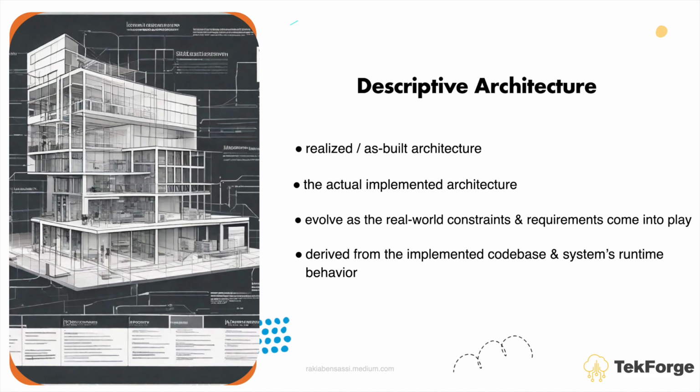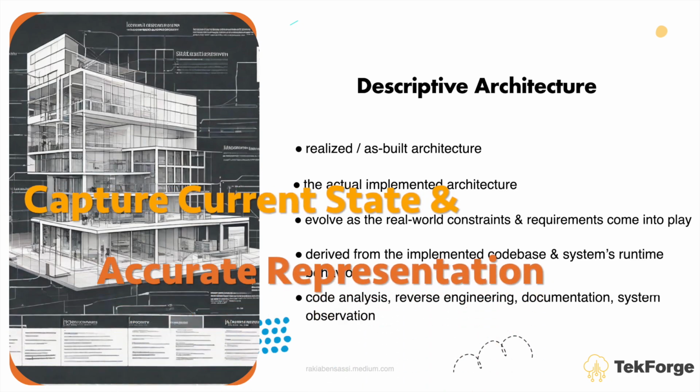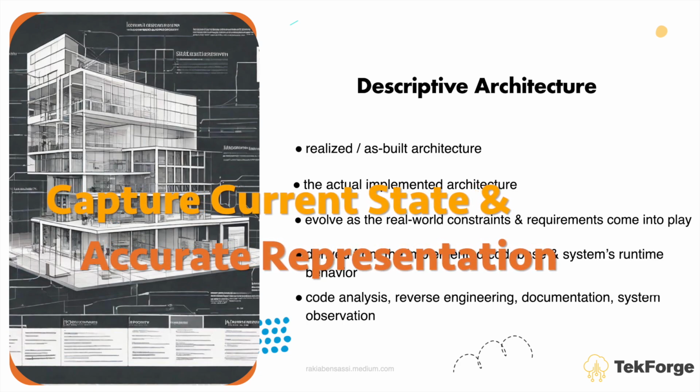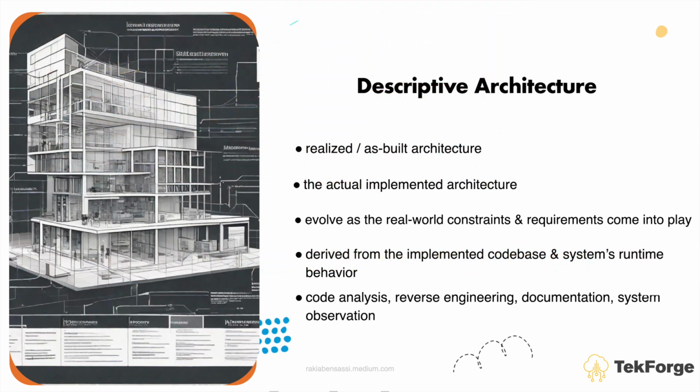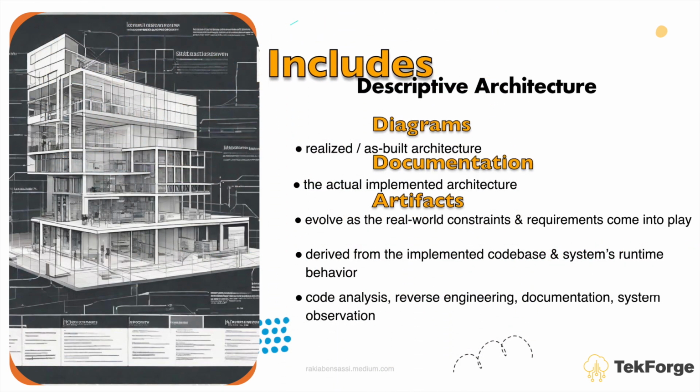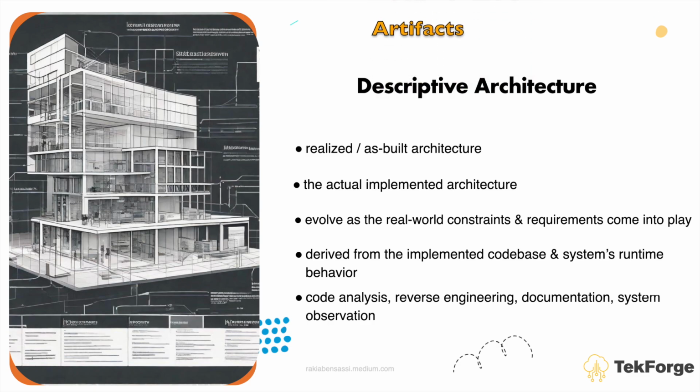Descriptive architecture can be determined through code analysis, reverse engineering, documentation, and system observation. It aims to capture the current state of the system and provide an accurate representation of its architecture. It may include diagrams, documentation, and other artifacts that describe the implemented system.